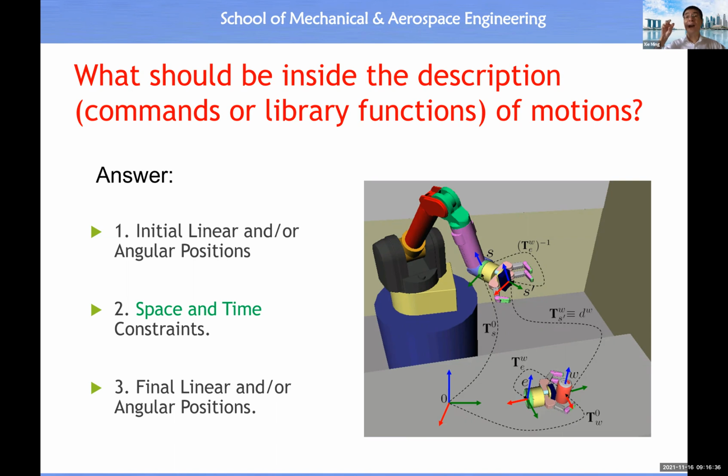Implicitly means a robot moves from its current position in order to reach the final position. So the initial position of the robot arm could be implicit information. So from current position, then go to a new destination position. So at least the description of a motion must include information about the initial position and orientation, and the final position and orientation, plus time and space constraints. So this is very important.